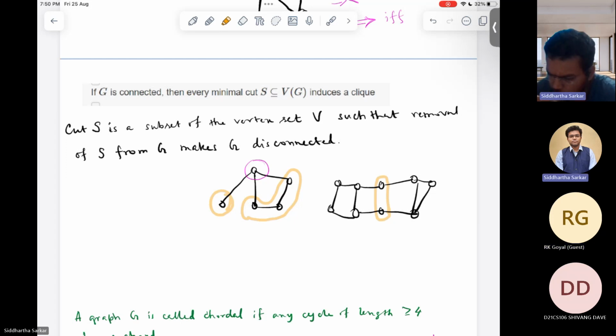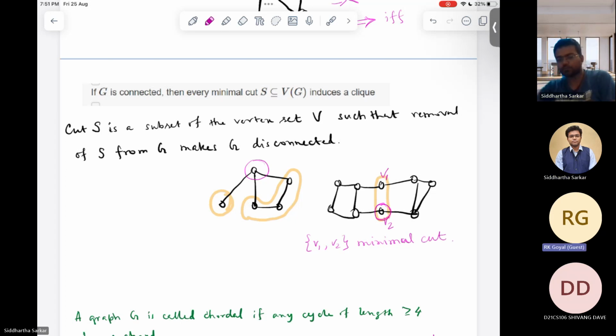If you say that, okay, I don't want to remove these two vertices, I'll remove only one of them, maybe remove this one, then it is not a cut, because it is not making the graph disconnected. So these two vertices, let us call them V1 and V2. So V1, V2 is a minimal cut. That means any subset of V1, V2 is not a cut.